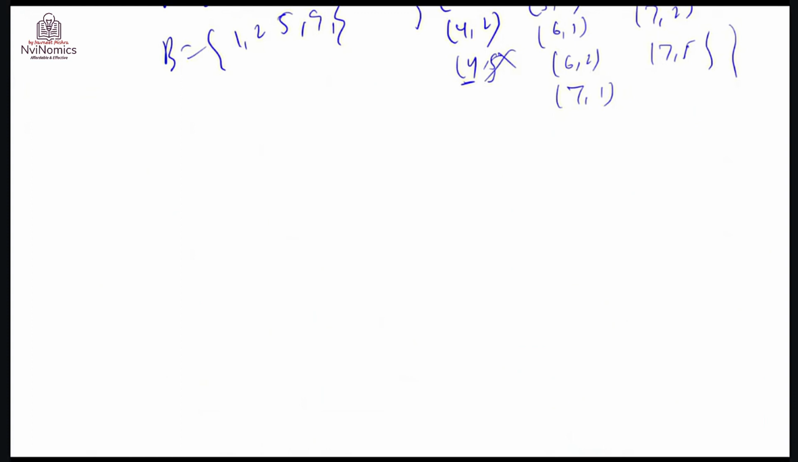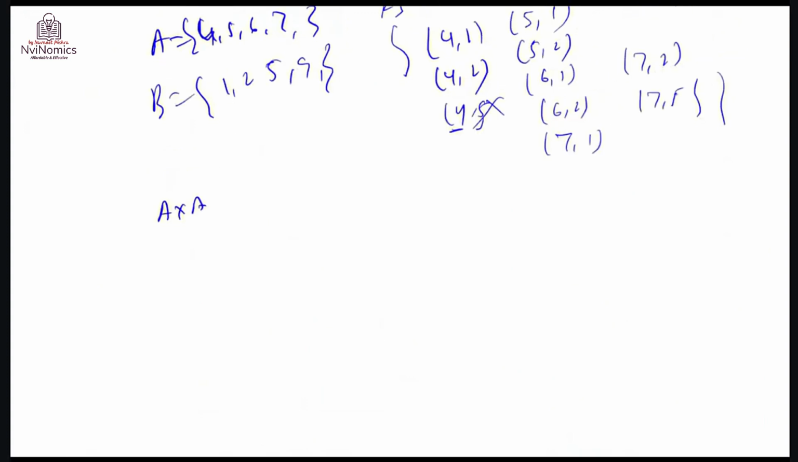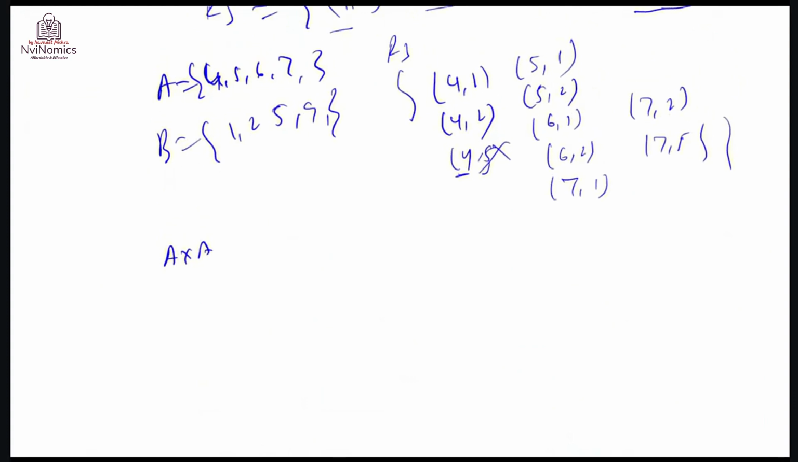So here A cross A. Okay, Neetu. 6 and 5. Yes, there are so many elements, so I'm not going to write all. Yes, Saurabh, you are correct.